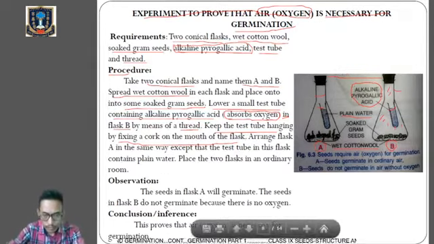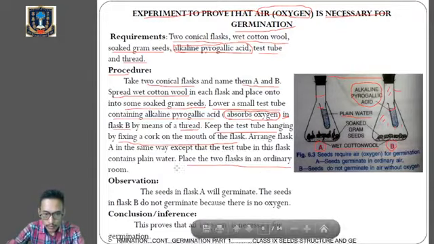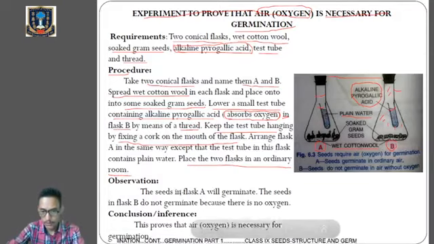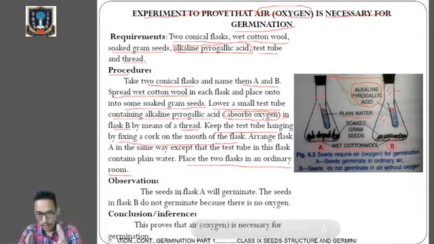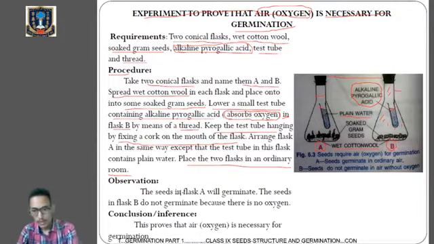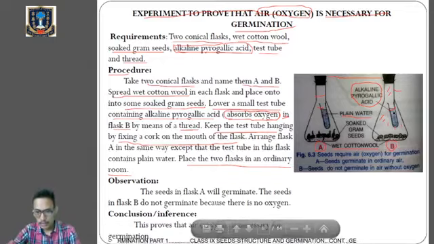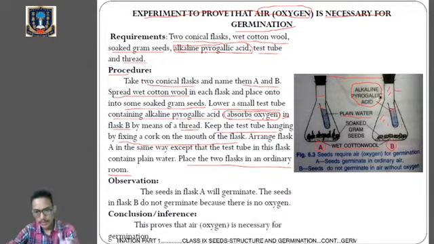Now, what will be our observations when we keep these two flasks at ordinary room temperature? So, the procedure one more time. We are taking two conical flasks A and B. In both the flasks we have taken wet cotton wool along with the soaked gram seeds. In conical flask B we are taking a test tube that contains alkaline pyrogallic acid. Alkaline pyrogallic acid will absorb the oxygen present inside the conical flask.